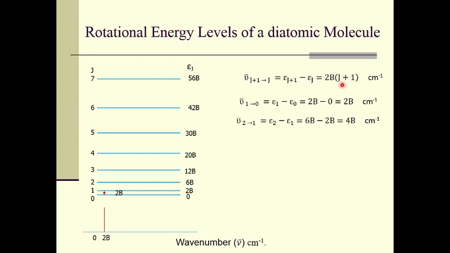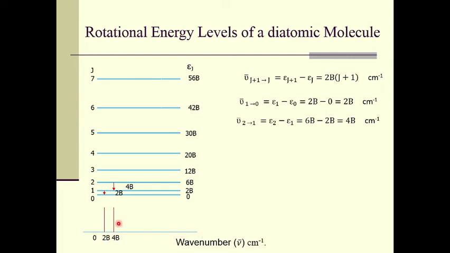That means 1 plus 1 is 2, so 2 into 2 is 4, and we get 4b. Or one can simply calculate 6b minus 2b, so it will be 4b. So this difference is 4b, and the transition from the level j equal to 2 to j equal to 1 corresponds to a spectral line. That spectral line will come at a distance of 4b on the spectrum.